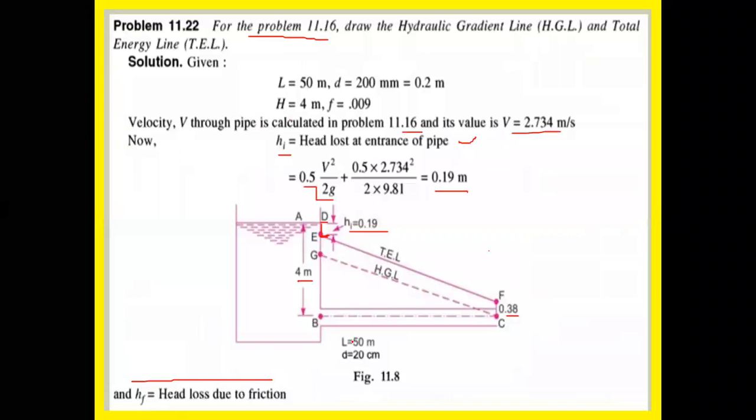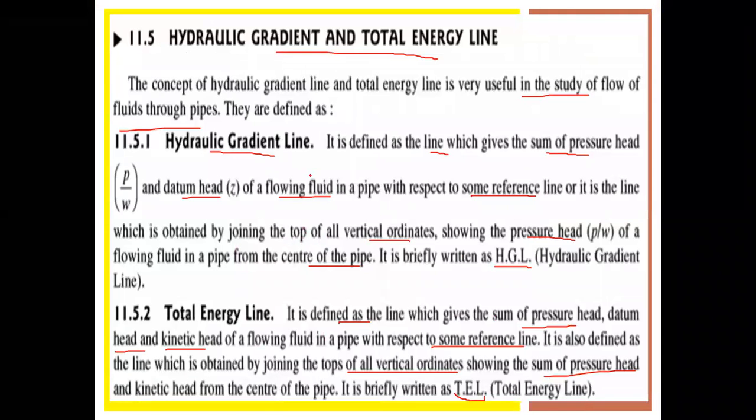Therefore, what is CG here? This dotted line represents the hydraulic gradient line. This DEF represents the total energy line. How simple. So what definition did they give for hydraulic gradient line? It is defined as the line which gives the sum of pressure head plus datum head Z of a flowing fluid in a pipe with respect to some reference line. That is nothing but the hydraulic gradient line.